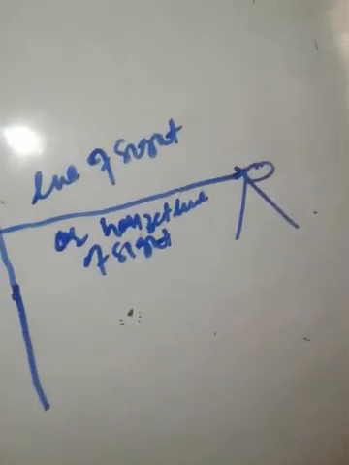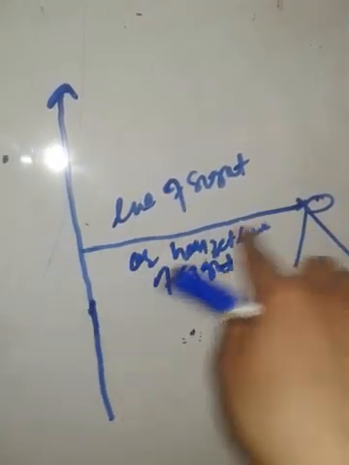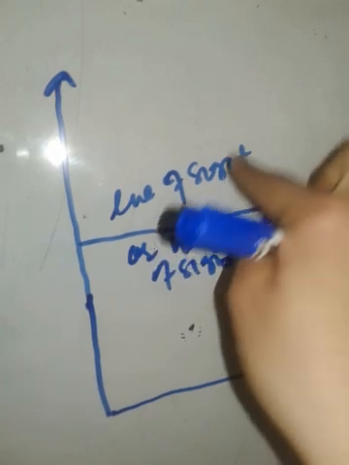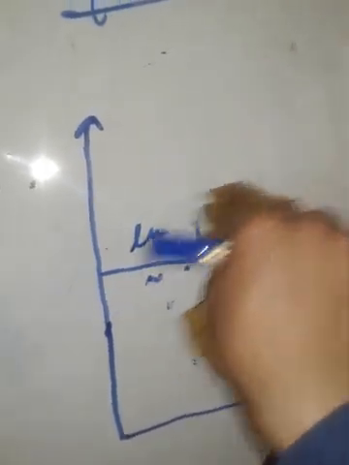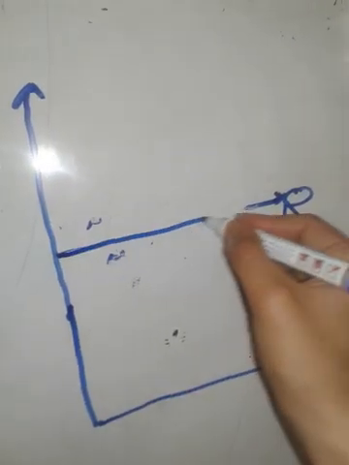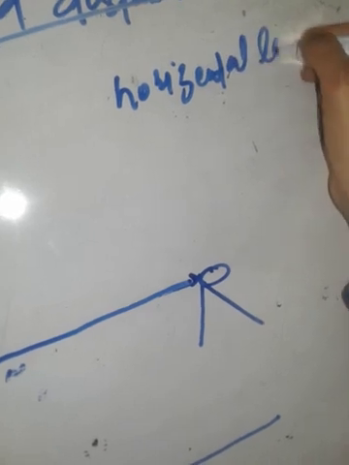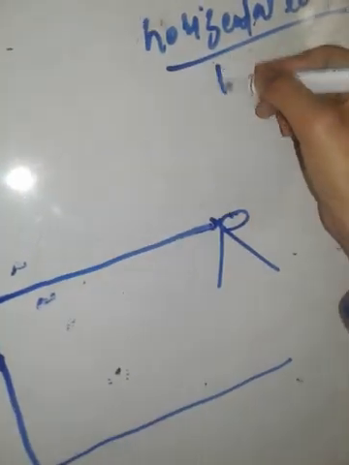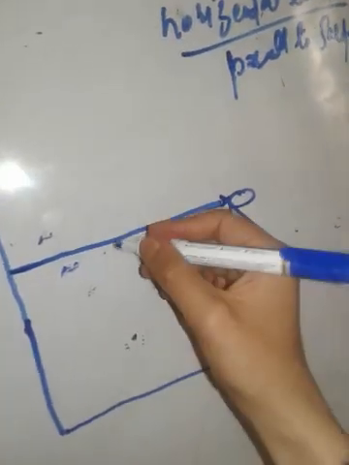Now what if a person looks to the top of a tower? One thing I forgot. Since this line is parallel to the ground, this is your ground level, we simply call this line a horizontal line, or horizontal level. What is a horizontal line or horizontal level? It is a line parallel to the surface. So this is your horizontal level.